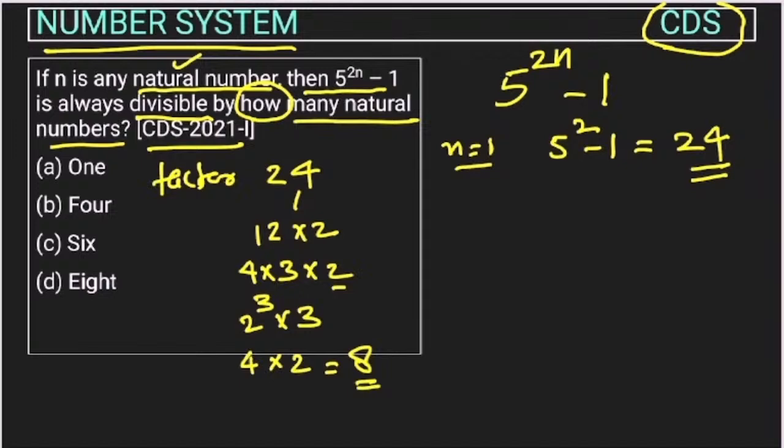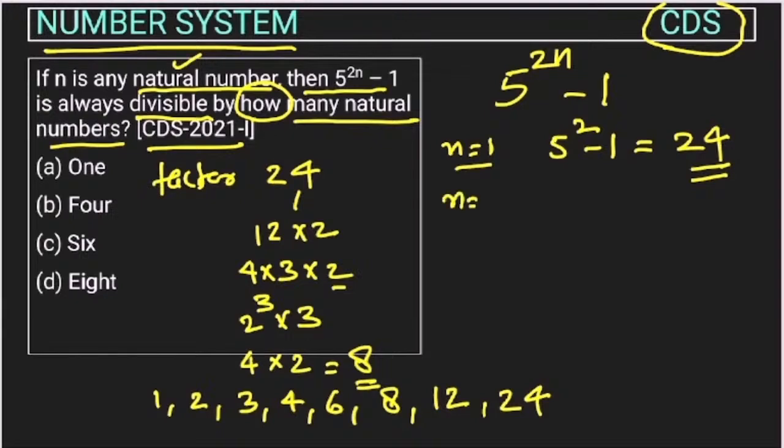So which ones will they be? 1, 2, 3 is also a divisor, right? 4, 6, 8, 12, right? So 1, 2, 3, 4, 5, 6, 7, and one more is 24. So this 24 is divisible by all these numbers, right? So these are total 8 numbers.